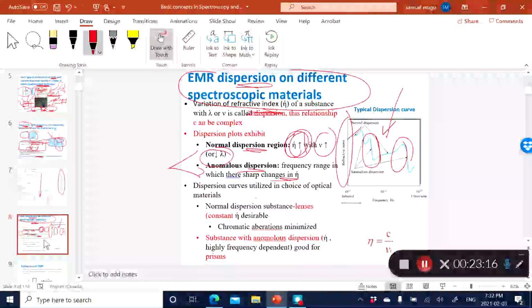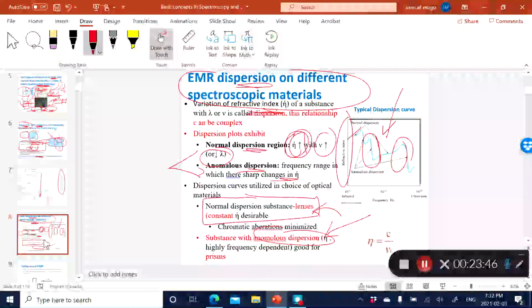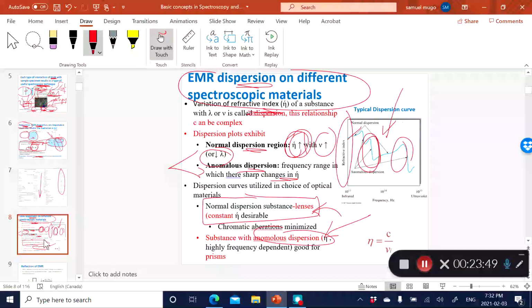For example, the normal dispersion behavior is best used for lenses. And of course, you're going to see lenses are critical components in spectroscopy. Now, on the other hand, anomalous dispersion materials tend to be very good components to use as dispersive elements in monochromators, because again, you want that radical change in the frequency so that you can actually split white light into its component wavelengths. So please take note of that.